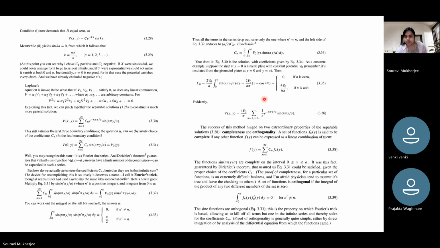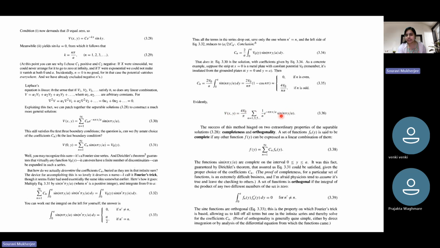If you simplify it further, you would see that for this question, whenever n is even, this goes to 0. For the odd values, you get a simplified form of your coefficient. So now you put this value of the coefficient in equation 3.30. Basically, you are writing the expression for the potential. So this is your expression of potential.